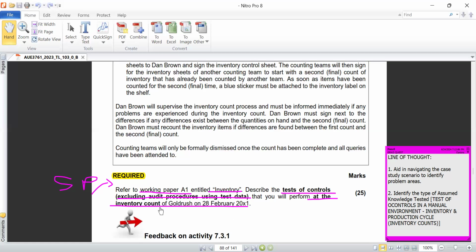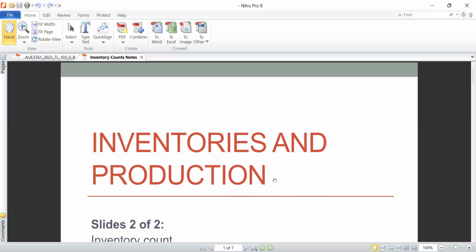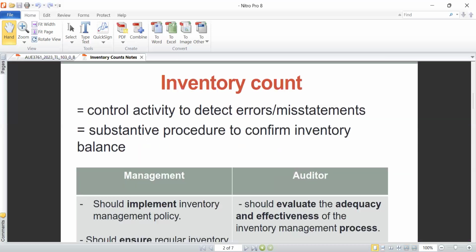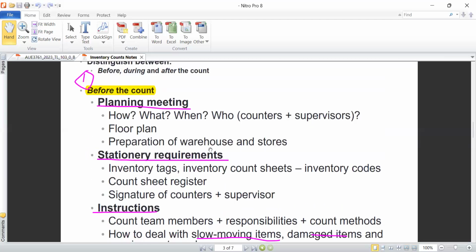Why? Because of the type of system you're going to be evaluating in the context of the scenario given. We are going to be looking at inventory counts. And from the notes I discussed with you in part A, I mentioned that inventory counts are made up of 3 phases. In the 3 phases you will discover there are the before the count activities, then the during the count activities, and the after the inventory count activities. Very important to be able to disseminate. So these are the notes that I discussed with you in part A.